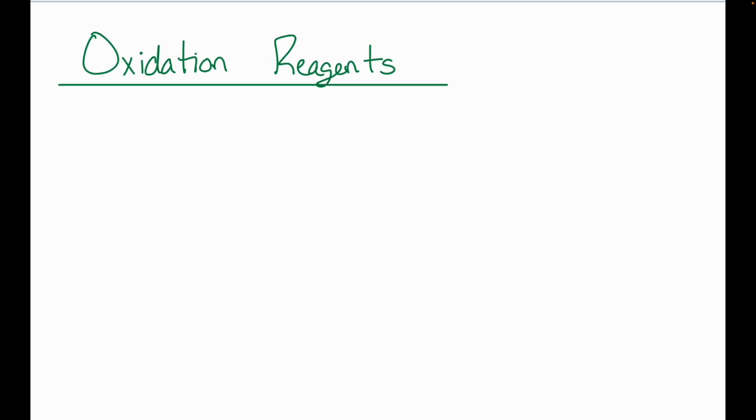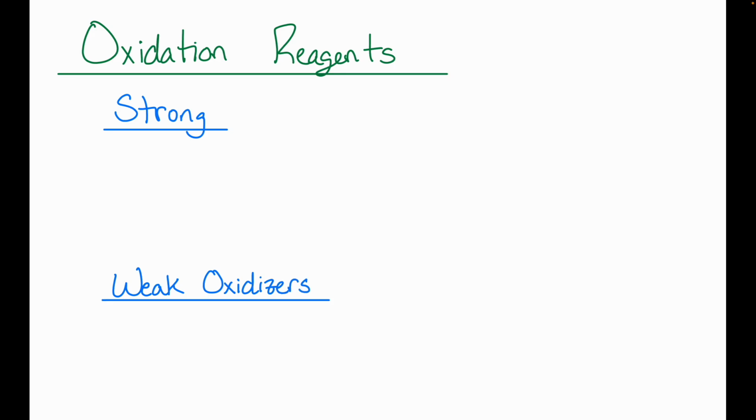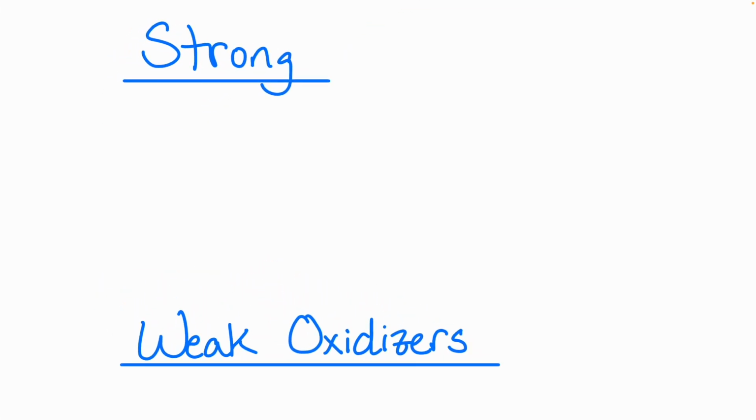Okay, we're going to divide the world of oxidation reagents into 2 bins. What we're going to call our strong oxidizers and what we're going to call our weak oxidizers. All right, our strong oxidizers, an example would be sodium dichromate.